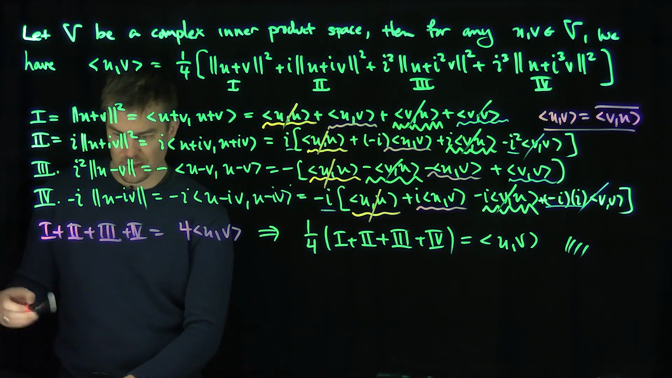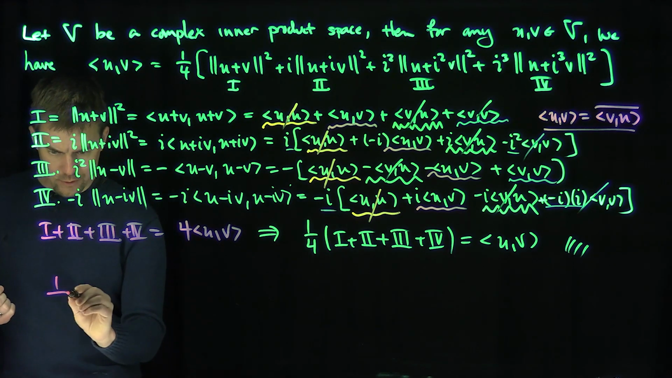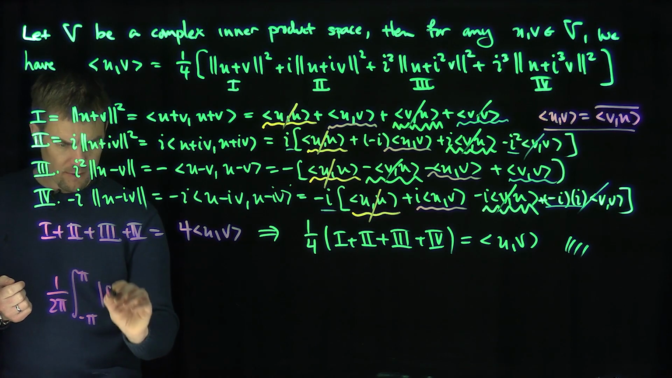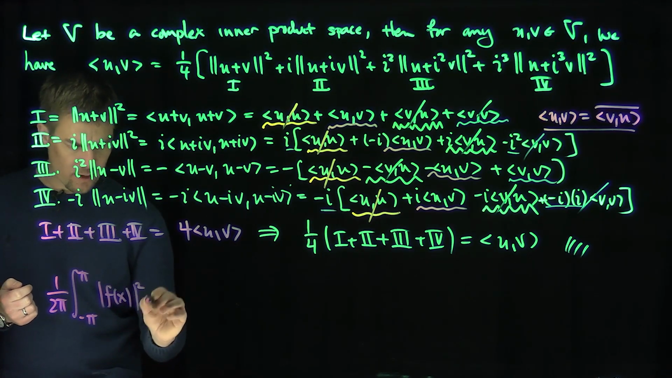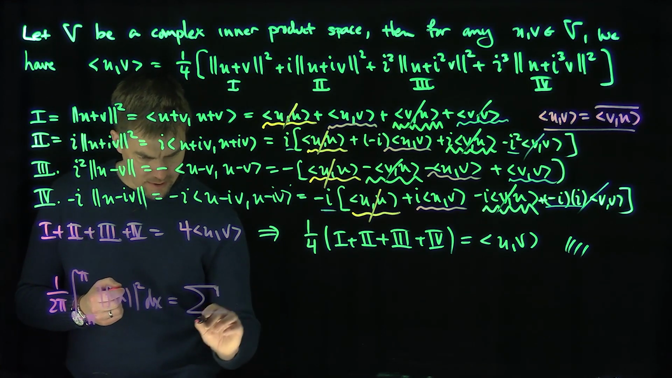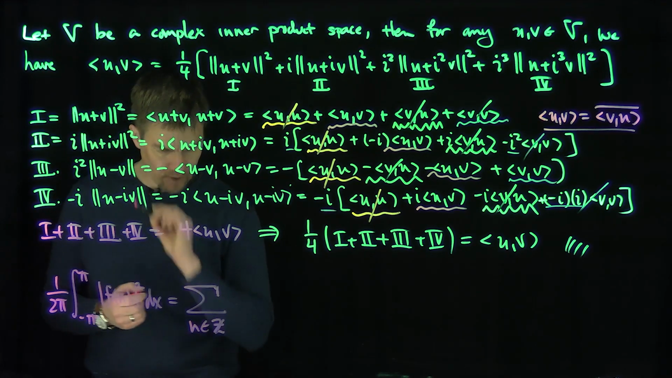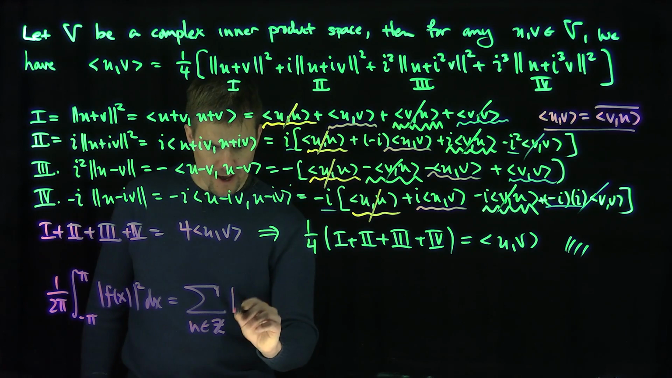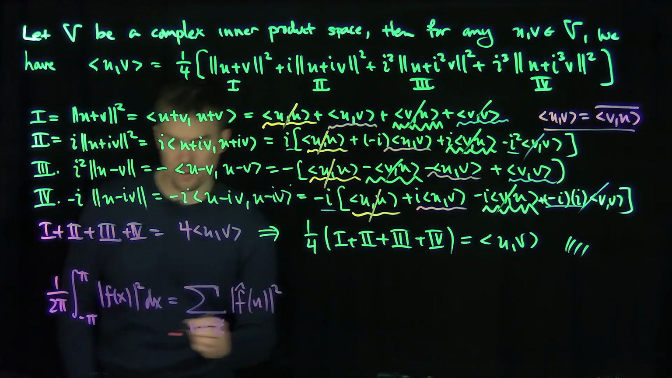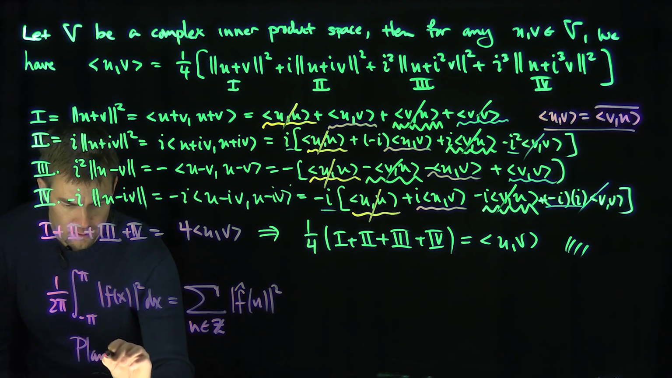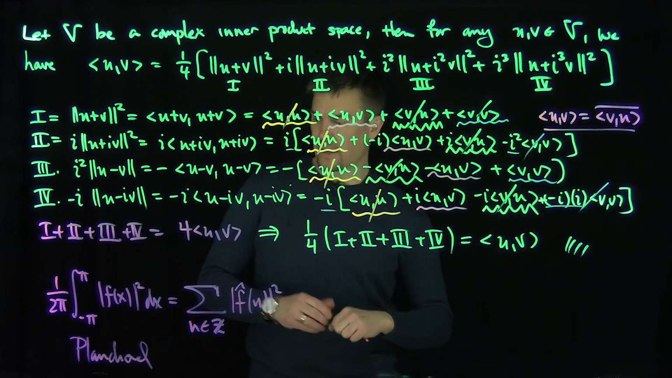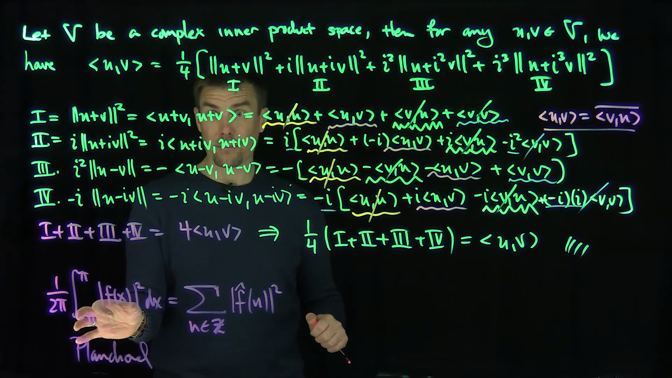Now, as a consequence of this, what do we know? As a direct consequence, we know that 1 over 2 pi, the integral from negative pi to pi of f of x squared dx is equal to what? Is equal to the sum over n in z of f hat of n squared. This is just our Plancherel theorem, right? This is Plancherel. Now, Plancherel is a norm identity, right? This is just the norm that we have in an inner product space over here.